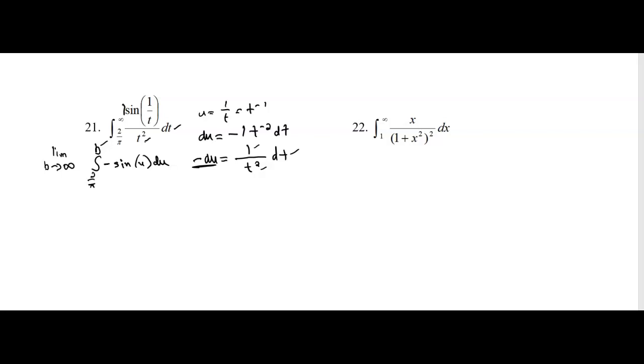From there, we'll do our antiderivative. So this is a cosine of u. We're going to evaluate it from 2 over pi to b. And again, we're looking for the limit of this as that b gets larger and larger and larger. So we don't want to drop that out. That should stick around. Plug in your upper limit minus your lower limit.